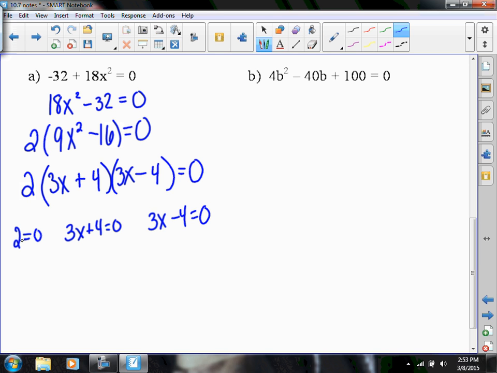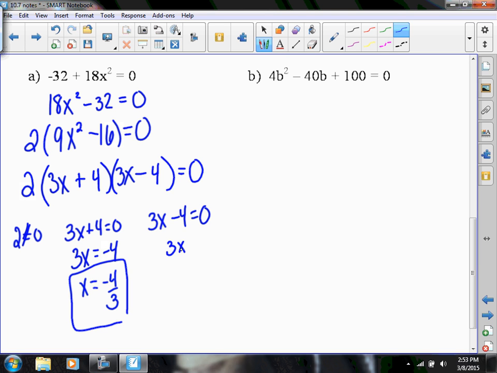Now, this 2 equals 0, that doesn't make any sense, so I'm just going to ignore him for now. That's not a true statement. But here, this is a two-step equation that I can solve. So I'll subtract the 4 over, and then I'll divide by 3. So I get negative 4/3. Again, that's okay to leave it as an improper fraction.